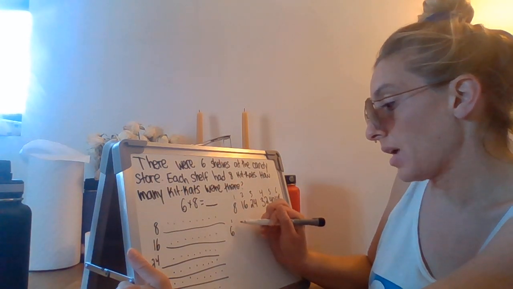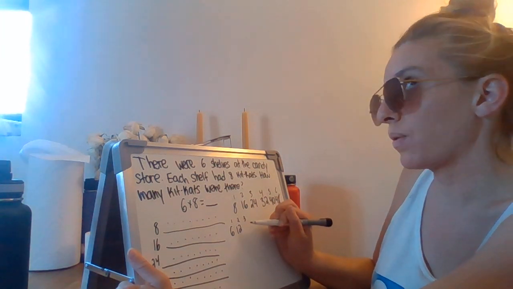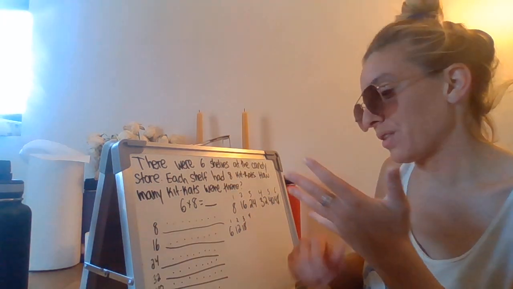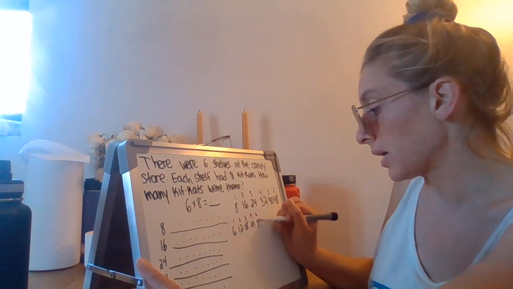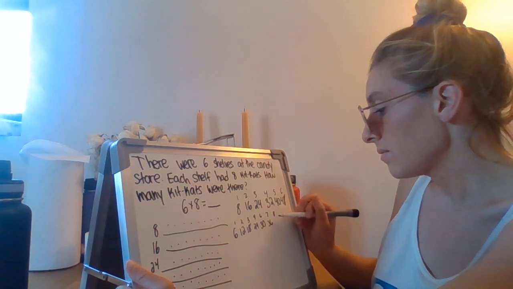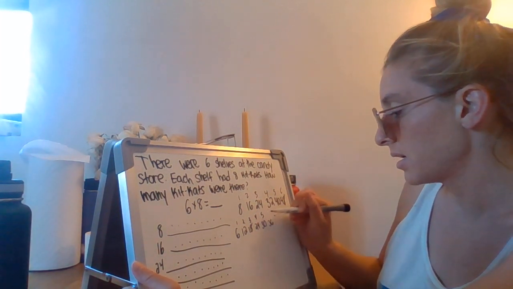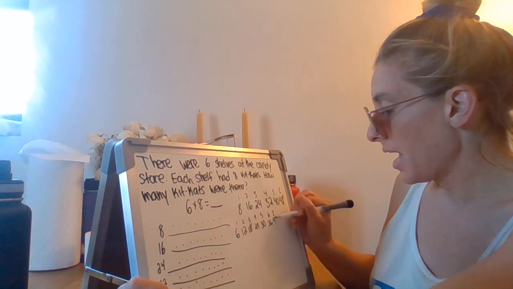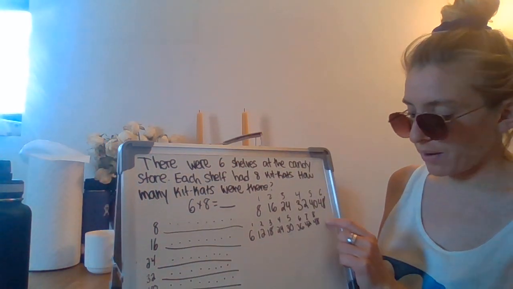6, and then 12, and then 6 more than that would be 12 plus 6, which is 18. 18, 19, 20, 21, 22, 23, 24. I know that 24 plus 6 is 30 because 4 plus 6 is 10. 30 plus 6 is 36. 1, 2, 3, 4. Oh my god, I forgot 5. How embarrassing. 36, 37, 38, 39, 40, 41, 42. And then 42 plus 6 is 48. And I know that because 2 plus 6 is 8. And that is how I can get to 48.